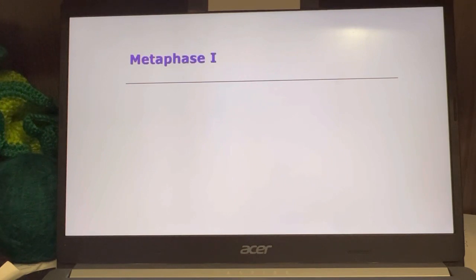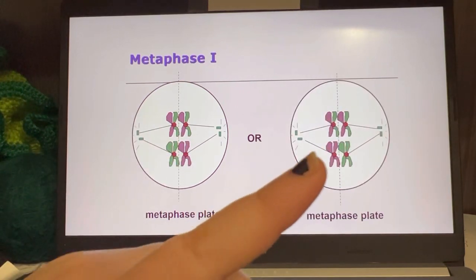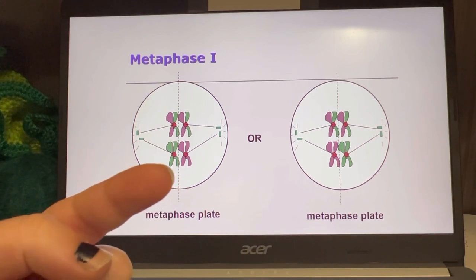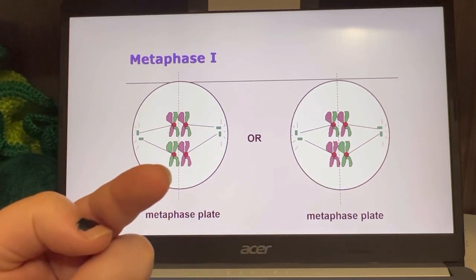In metaphase 1, they line up on the metaphase plate either in a combination like this or a combination like this. If you notice, this bottom pair has swapped sides.